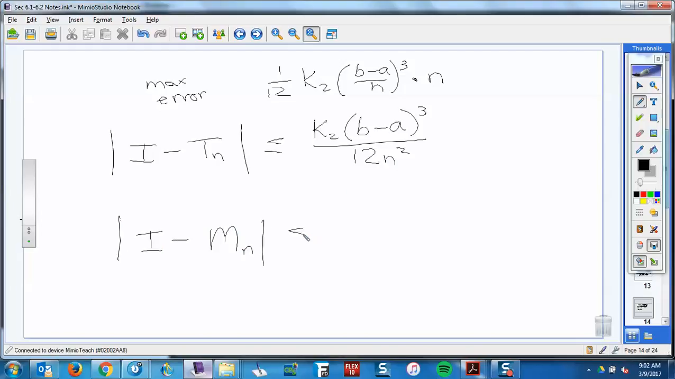Now, we could go through something very similar for midpoint. I'm not going to, and it would look just like this, except it would have a 24 down here. Remember what I told you about midpoints compared to trapezoids? Midpoint was roughly twice as accurate, and therefore the error should be about half as much. Sure enough, in the error formula, it comes out to be about half as much. So you got it.